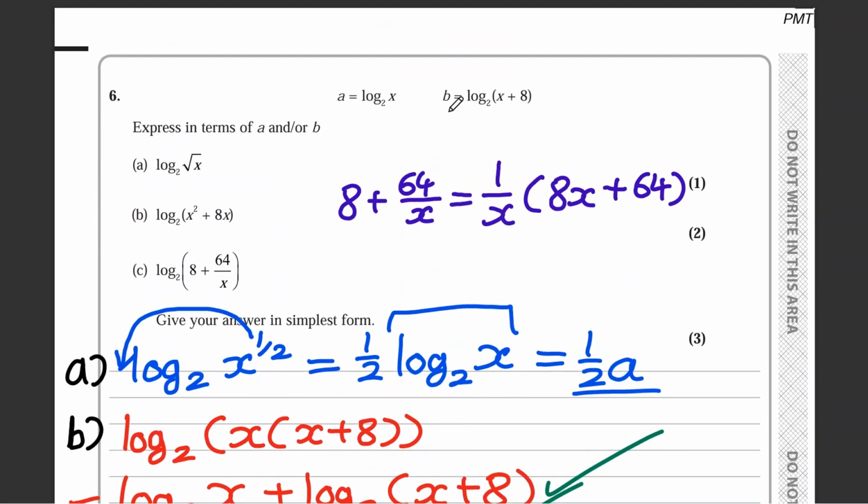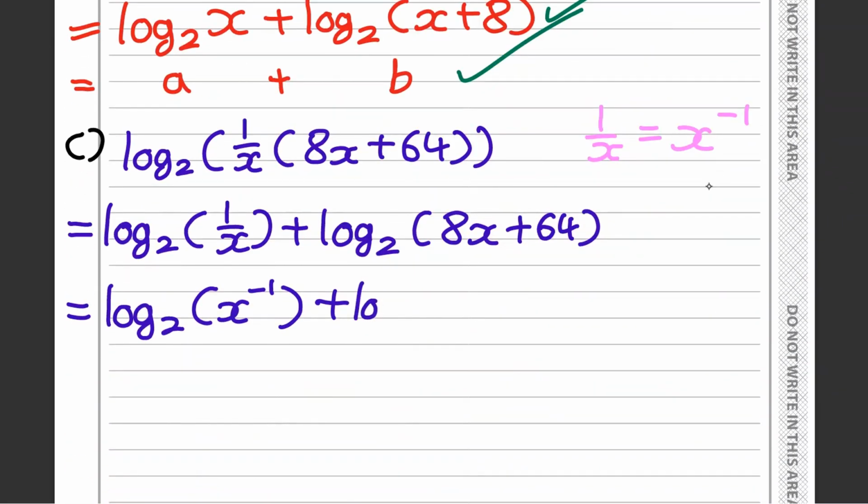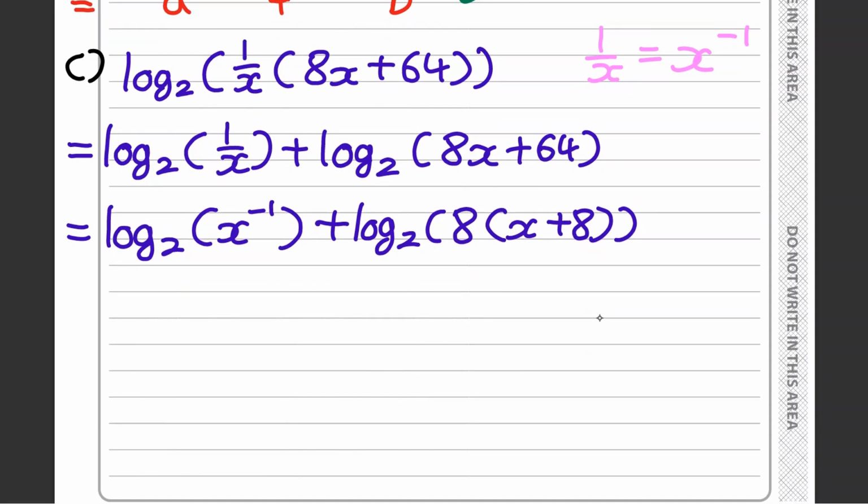Now if we compare this to b, so here we have log base 2 of 8x plus 64. You can see that inside the bracket x plus 8 and 8x plus 64 are actually very similar. The only difference is that this one here is multiplied by 8. So what we could do is we could factorize 8 out of this. So we could write this as log base 2 of 8, and then it would be x plus 8 like this here. So we can do some further simplifying.